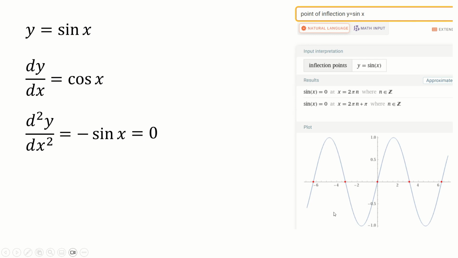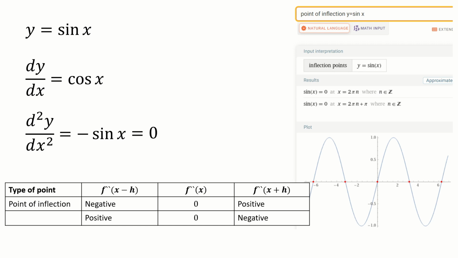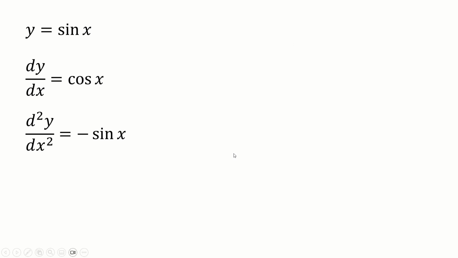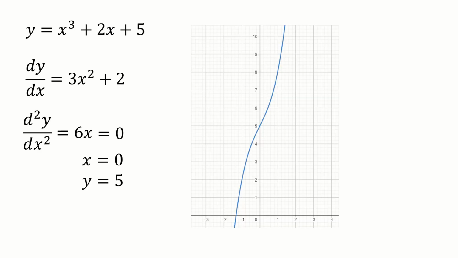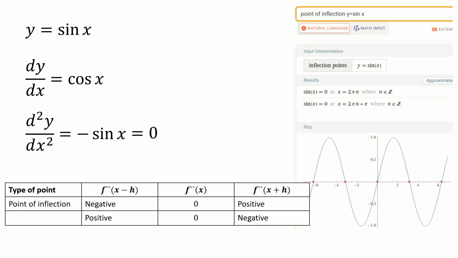Because sine looks like this, one side of 0 you're negative, one side you're positive. So yeah, these are all inflection points. I mean, we might need some more work to definitely show that. But these two functions, the sine graph and the cubic, well-behaved functions, have nice inflection points based on d²y/dx² being equal to 0.